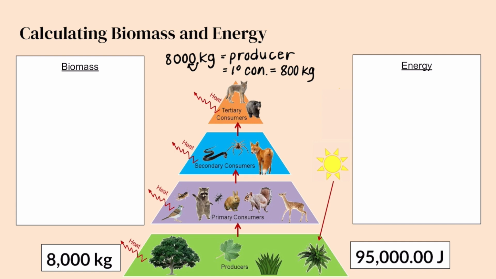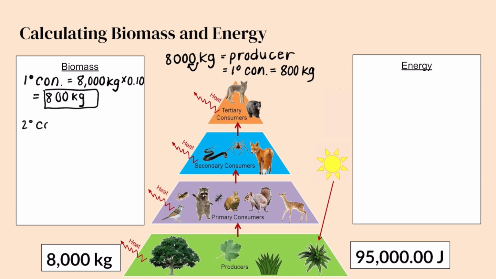So you can also just write it out if that makes more sense to you. It doesn't matter to me, and the AP or College Board won't care either way, so you can do it however you like and whatever saves you some time. So again, if we're going from producers to primary consumers, you're taking the biomass of the producers and multiplying it by 10%. So 8,000 kilograms multiplied by 10%, and that gives us 800 kilograms.